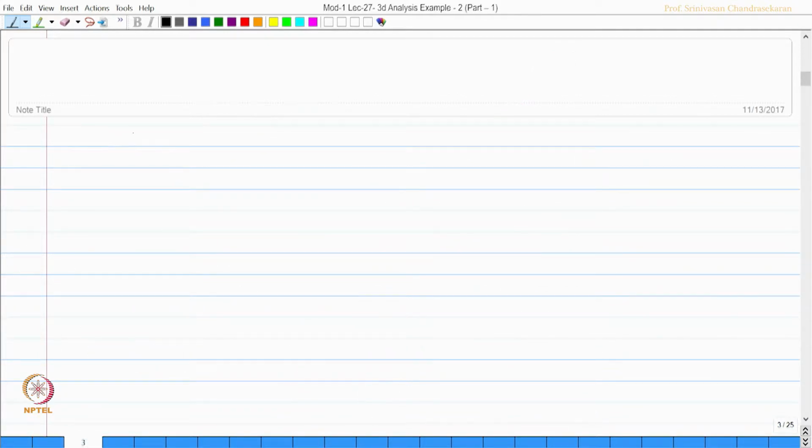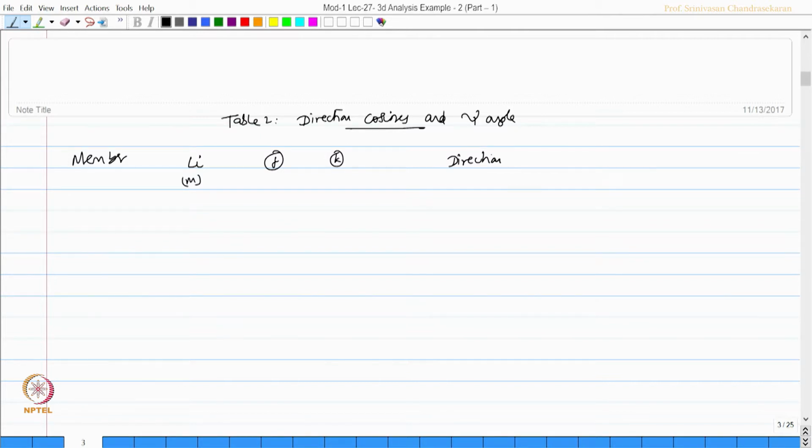Let us now prepare a table of direction cosines and the psi y angle, this table 2. Let us say for each member we need to know the length of the member, where the j and k joints of the member are placed, and the direction cosines, namely Cx, Cy and Cz. Then what is the kind of transformation we are recommending, then what is my psi angle. Okay. Let us make a table.